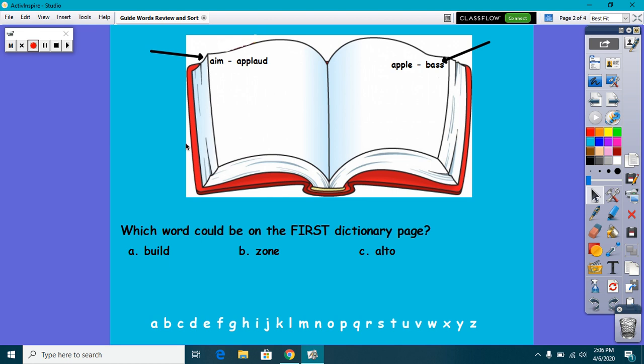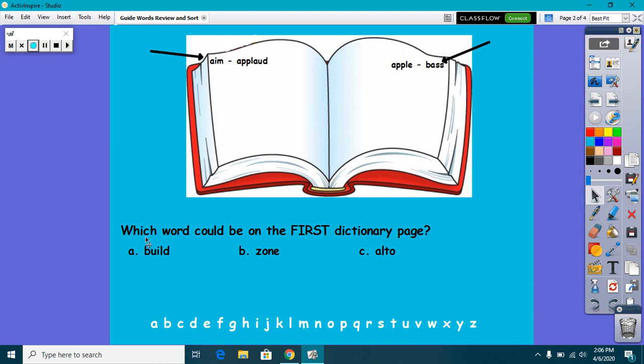So right here is just kind of a fake dictionary picture. Of course, if this was actually a dictionary, there would be lots of words on the pages, entry words and definitions. But right now it's only the guide words. On the first page, the guide words are aim and applaud. And then on this second page, the guide words are apple and base. So you'll notice that these words start with the letter A. So you're going to have words that start with A on this page. And then here we've got A and B. So you'll have some words that start with A and some that start with B on this page.